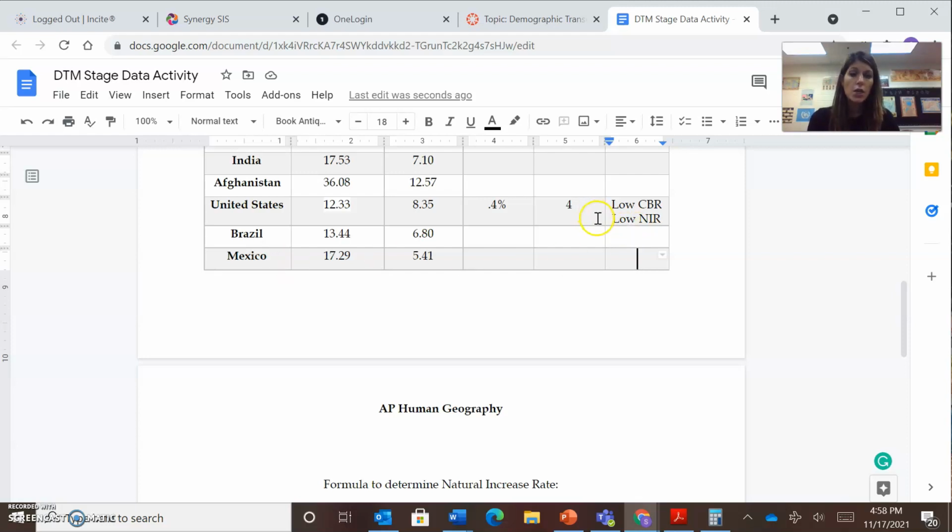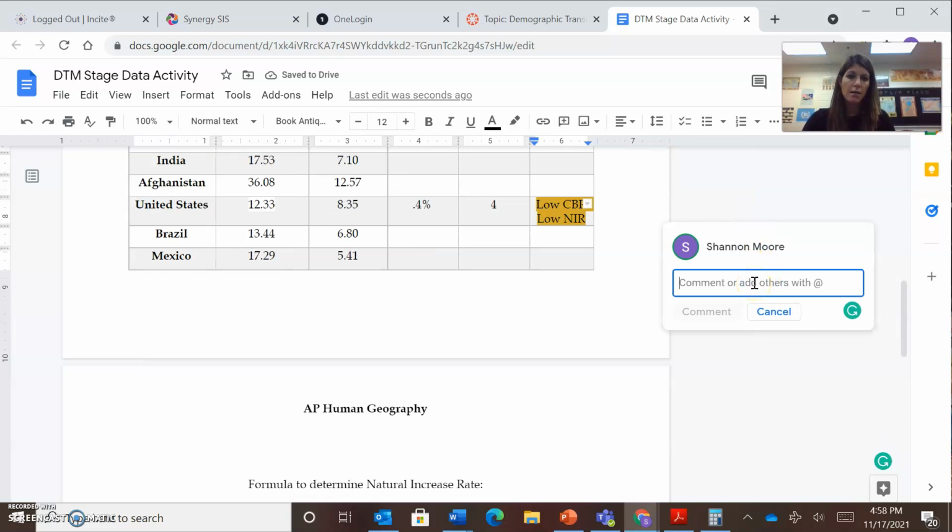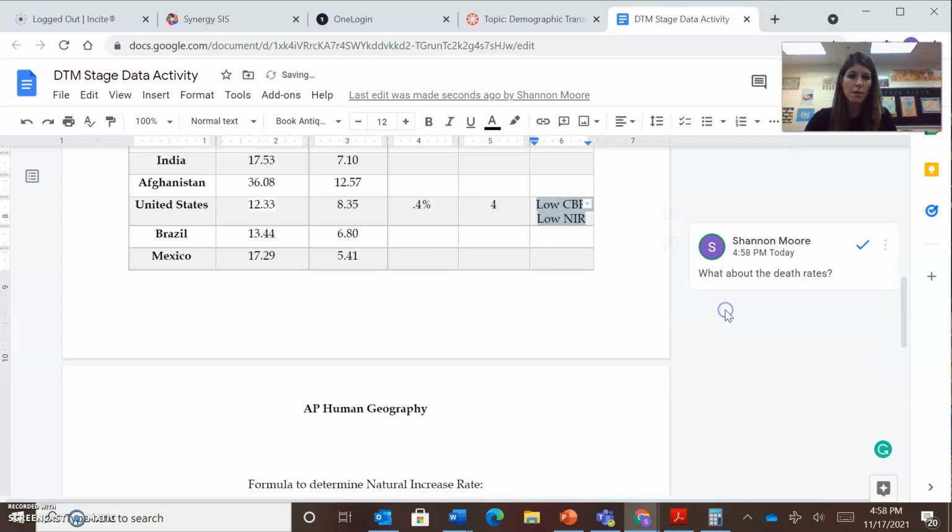But for the second part, you have to make a comment. And so to do that, I'm going to highlight this, and I'm going to add that the U.S. also has... I'm going to ask a question: what about the death rates? You could say, what about women's rights? Because the further along, women have more opportunities. But I'm going to say, what about death rates? Or what can this tell us about medical care? So I'm going to make that comment right there. And you'll need to do at least 2 of those.